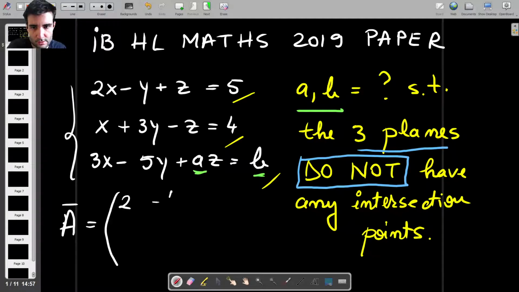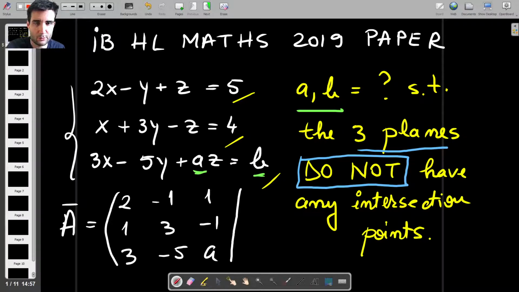So we have 2, minus 1, 1, and then we have 1, 3, minus 1, and then 3, minus 5, and then a, and then we draw a line, and then we write what's on the right hand side. So that's 5, 4, and b, like this.